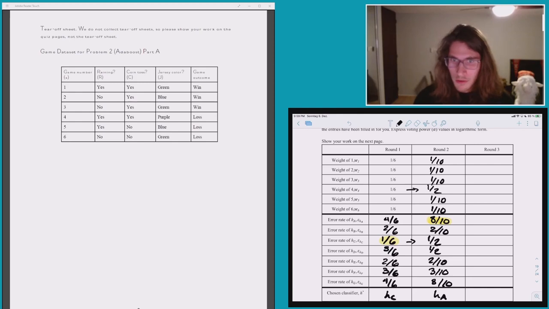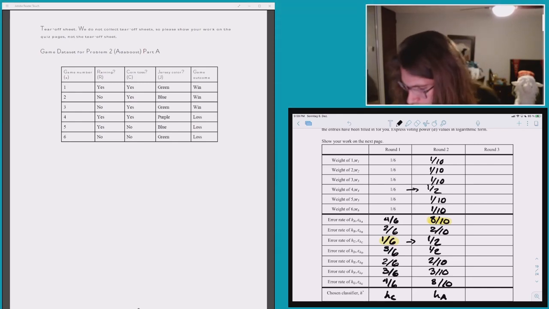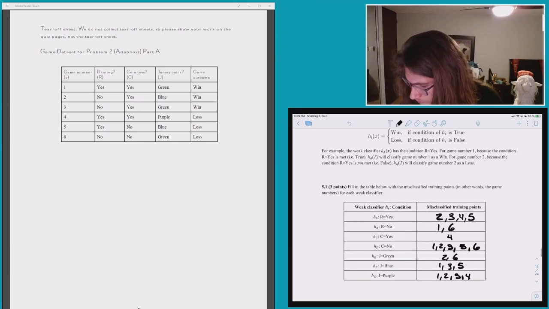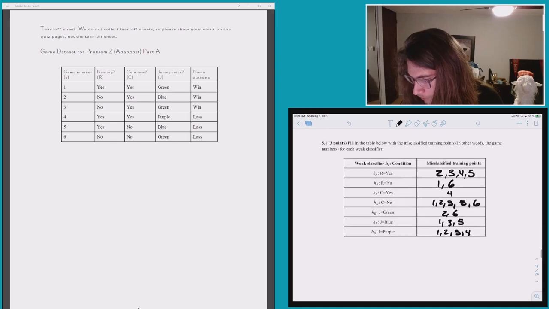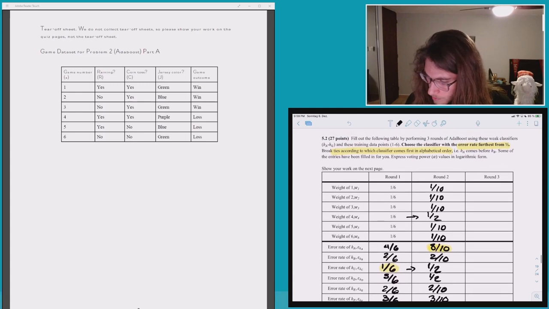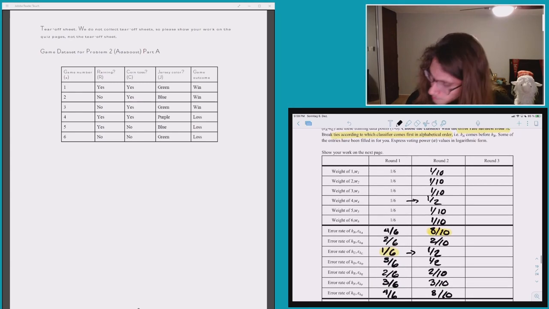Okay, so HA, if I'm not mistaken, misclassifies points 2, 3, 4, and 5, but I want to verify that quickly. Yes, 2, 3, 4, and 5. I'm going to do some quick math here. So I know HA in the next round is going to have an error rate of 1/2. And this classifier is also going to have an error rate of 1/2 because it's the opposite of HA.